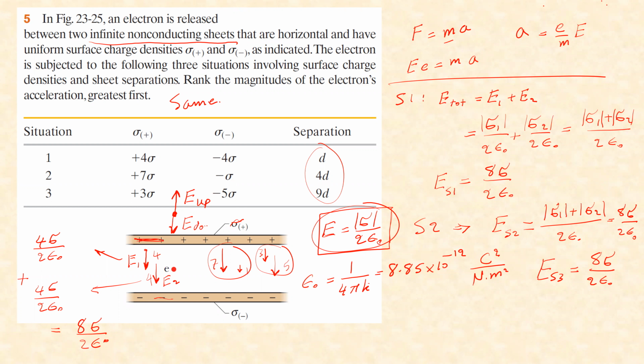Away from positive, toward negative. So this one is negative, so the electric field at this point is down. This one is positive. The electric field of that is up, away from it. So each one of these plates creates an electric field at this point.